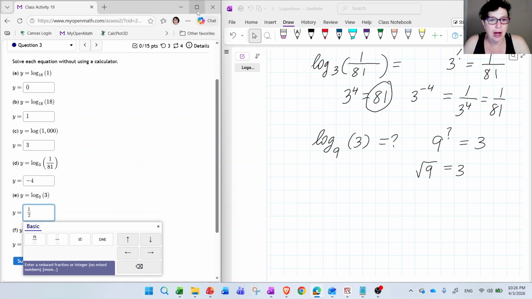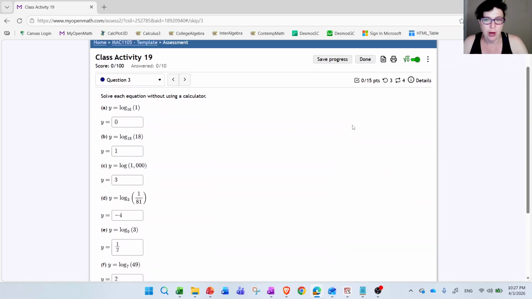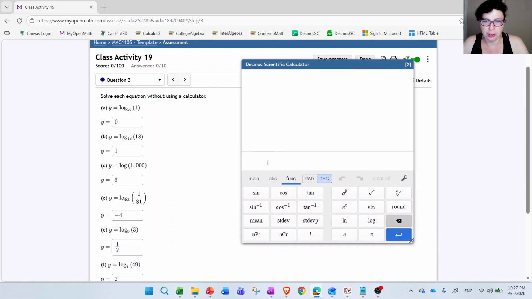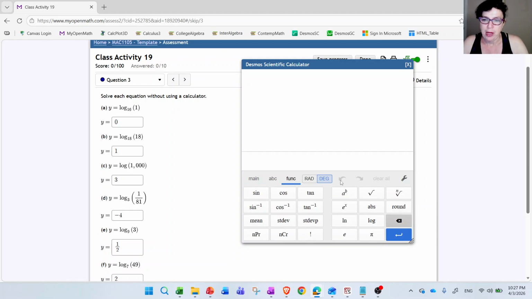But next, I am going to show you how to do the exact same thing. How do you check your answer by using Desmos? We're going to go ahead and open the Desmos calculator. If we go to functions, so from main, switch to functions, you can see that you have natural log, which is ln, and then you also have the common log, which is log, but you don't have log, for example, with base 16. So what do you do?